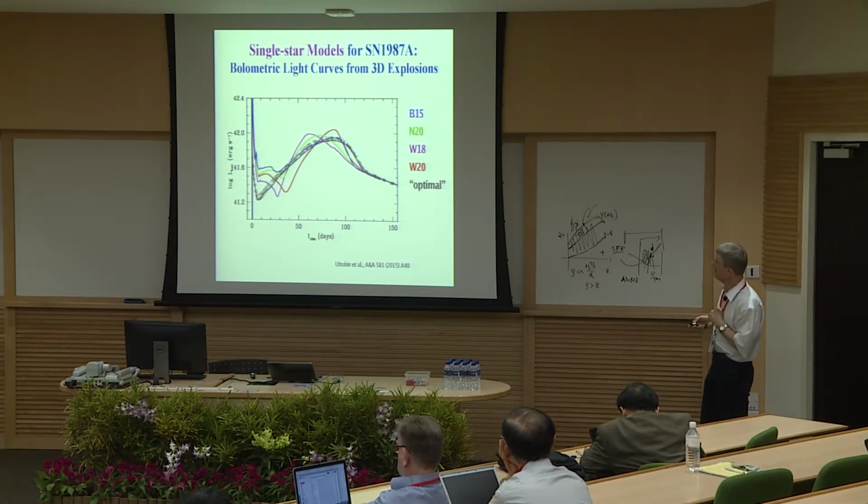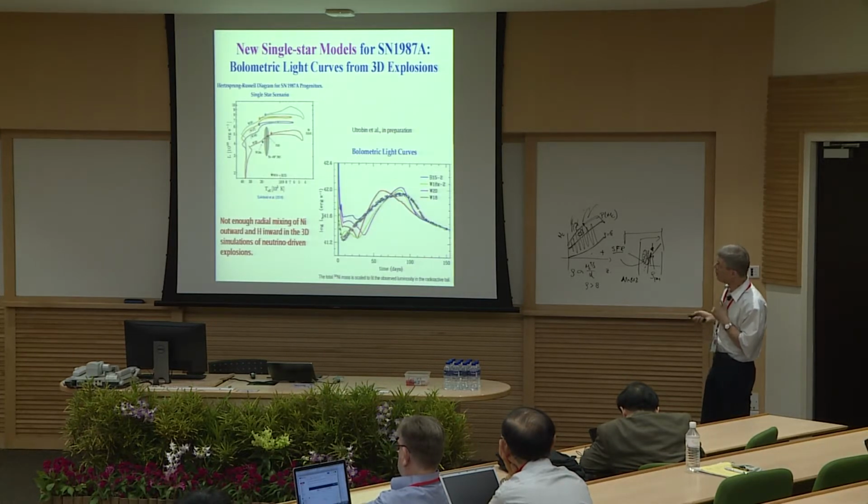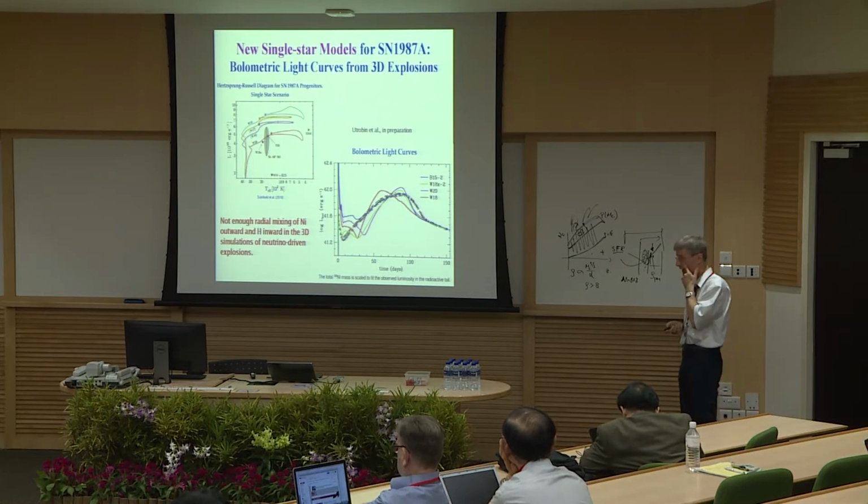high densities. We have a new model from Stan now where he tried to reproduce this progenitor location in the temperature luminosity diagram better by this model W18X. And you can see that this new model is also not better fitting the light curve. So what's the problem with 87A?